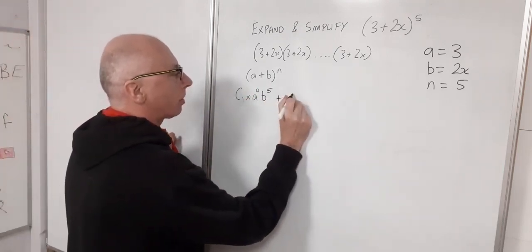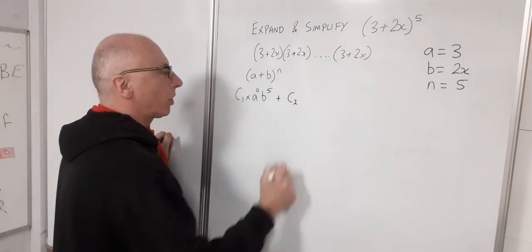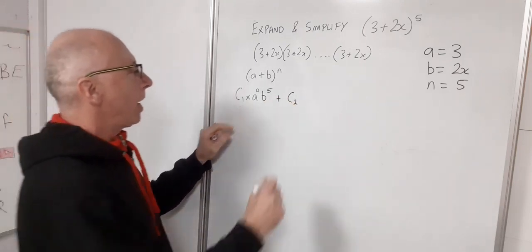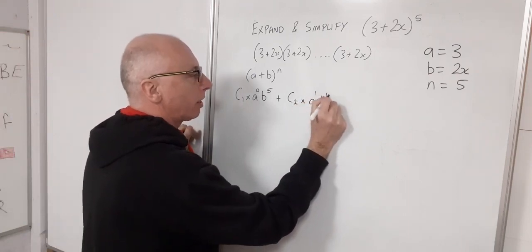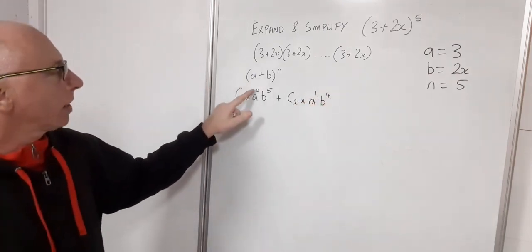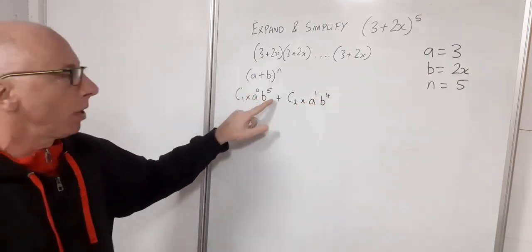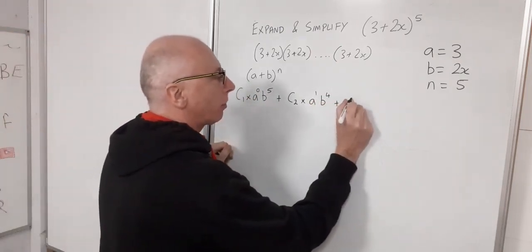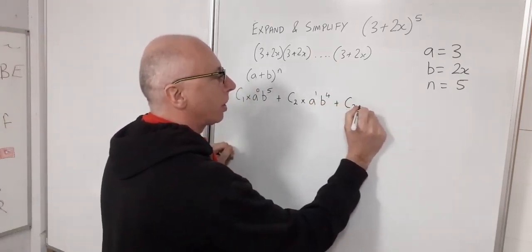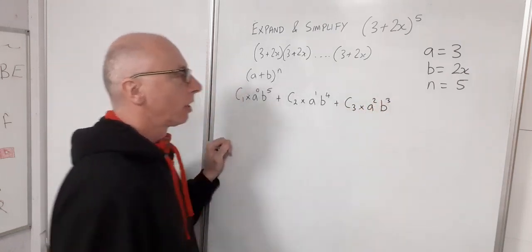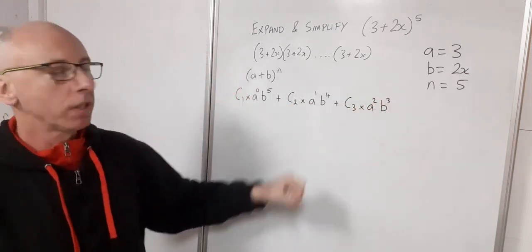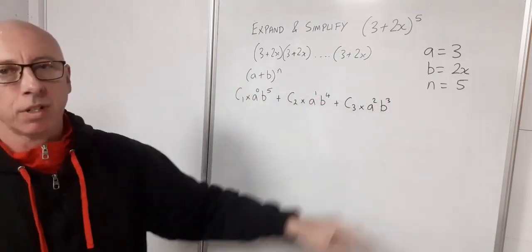And then our second term will be a second coefficient, and then multiply that by a to the power of 1 and b to the power of 4. So notice that's increased by 1, that's decreased by 1. And the same again, we find a third coefficient, multiply that by a squared and b cubed. So again, notice these a's are all increasing by 1, the b's are all decreasing by 1.